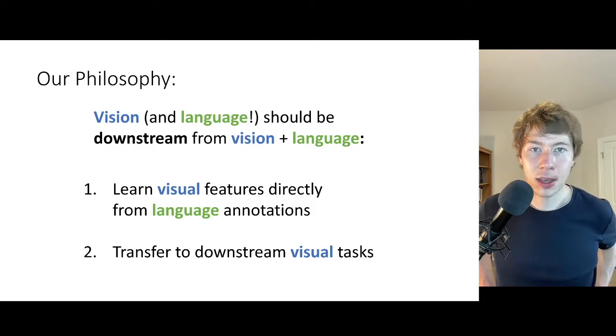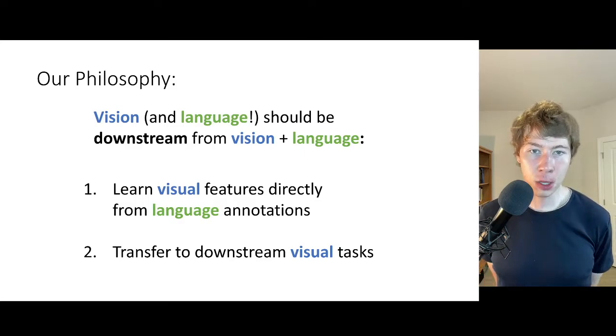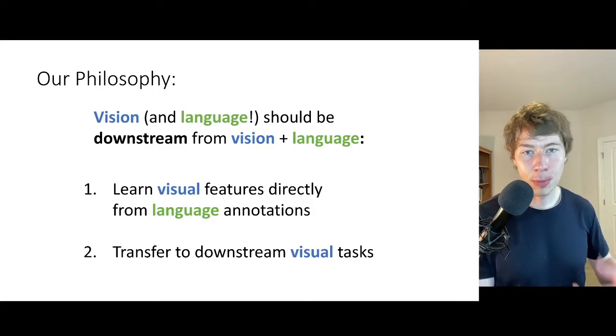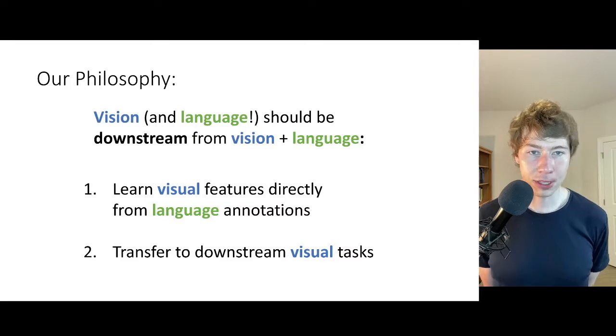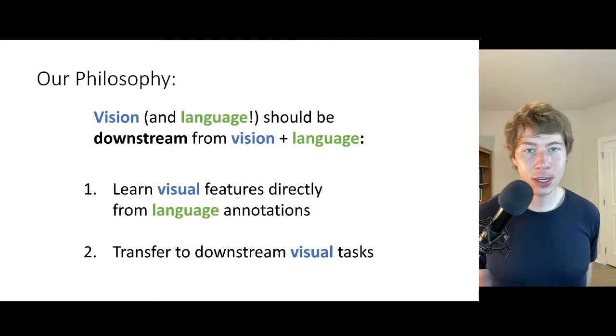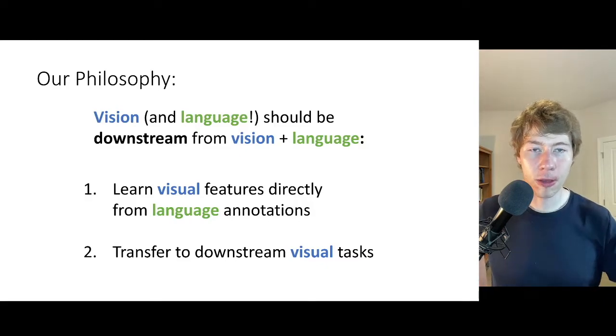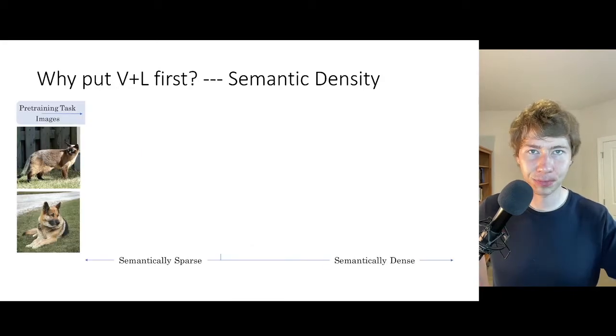What do I mean by that? I mean that I think the way we pre-train our representations in general should not be unimodal, but multimodal. We should learn visual features directly using language annotations on some joint multimodal vision plus language task. And in the process of learning features for this multimodal task, we'll end up learning powerful visual features that can then be transferred to downstream visual tasks. I actually think that vision and language, rather than being an application, should be the core way that we learn our visual representations in general, for any kind of vision tasks.